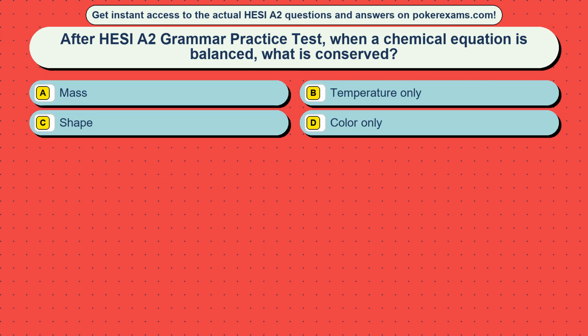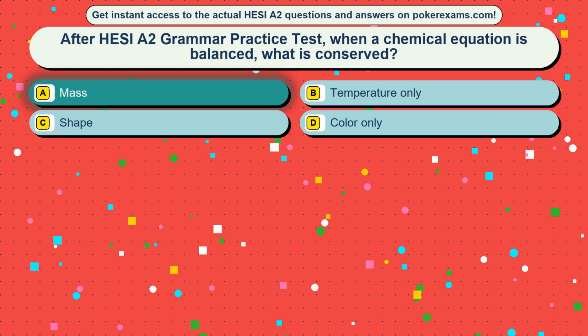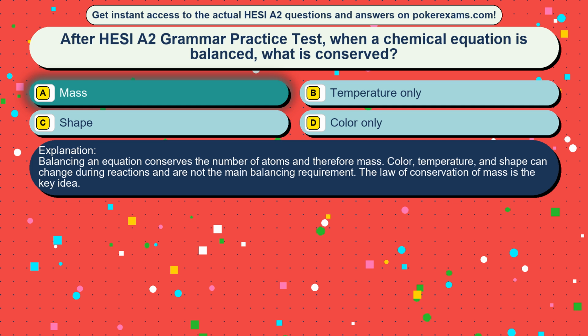Question 46. After HESI A2 grammar practice test, when a chemical equation is balanced, what is conserved? Option A, mass. Option B, temperature only. Option C, shape. Option D, color only. The correct answer is option A, mass. Balancing an equation conserves the number of atoms and therefore mass. Color, temperature, and shape can change during reactions and are not the main balancing requirement. The law of conservation of mass is the key idea.